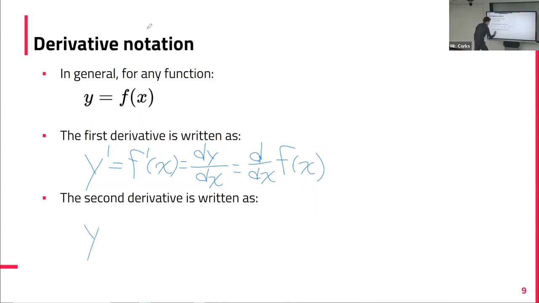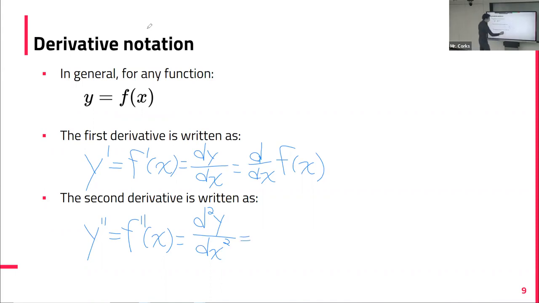Okay, so y double prime, or f double prime of x, or d squared y over dx squared. That second one there, again, this is not actually exponents. It just looks like them. It just means do the derivative process twice.